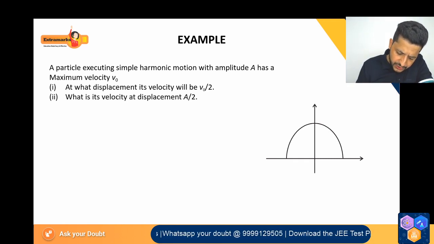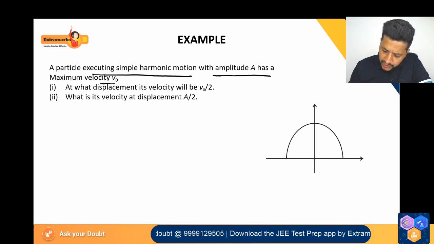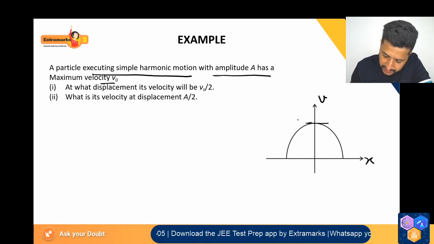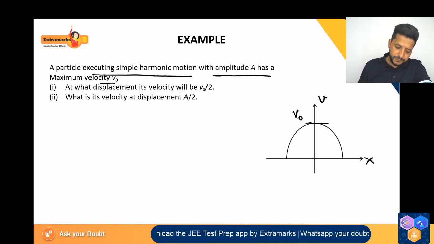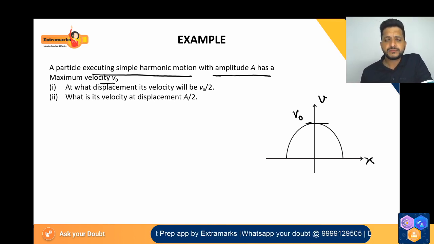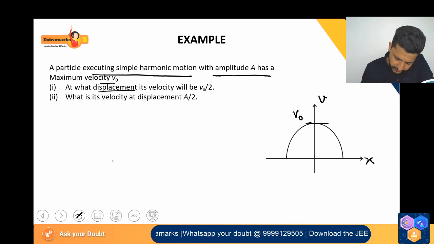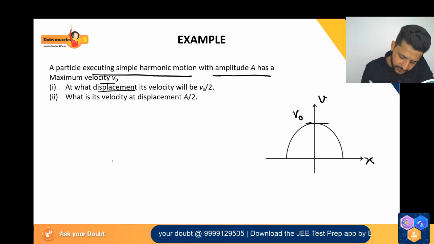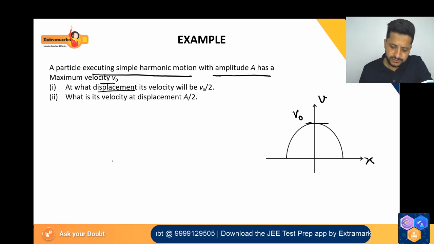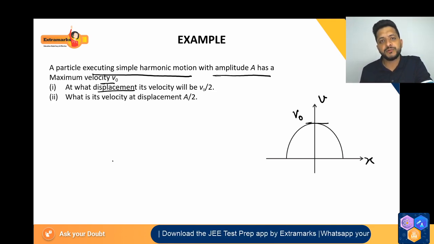A particle executing simple harmonic motion with amplitude A has maximum velocity V0. So say this is the graph V versus X, and this maximum velocity is how much, beta? V0. At what displacement will its velocity be V0 by 2? So we need to find displacement, correct? Let me change the color of the pen. Let's make it red.